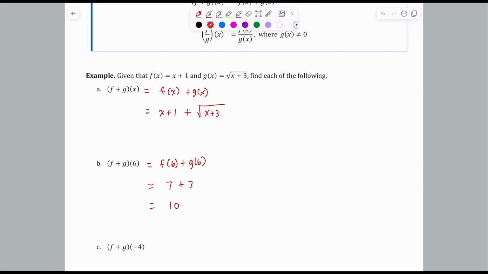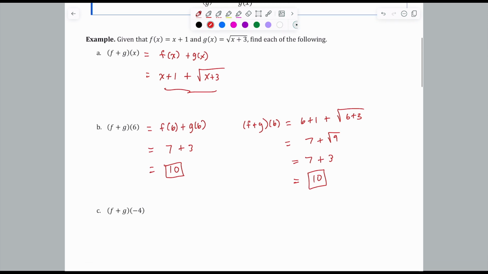Alternatively, we could use the fact that we have what f plus g of x is by part A. In other words, we have the formula already. Okay, so we could use the formula directly. f plus g of 6 is equal to 6 plus 1 plus the square root of 6 plus 3. So we get 7 plus the square root of 9, which is 3, so we get 7 plus 3, which is 10. Okay, so whichever way is preferable. I mean, if you have the formula, then that's probably the way to go.